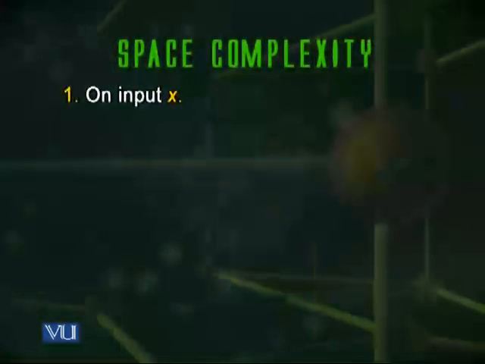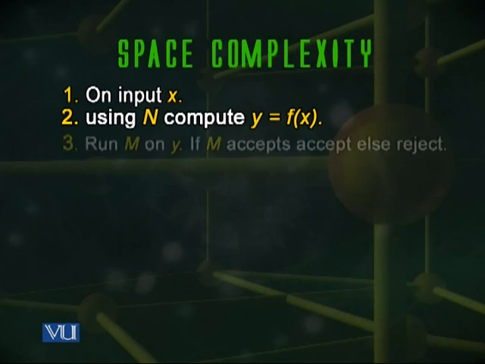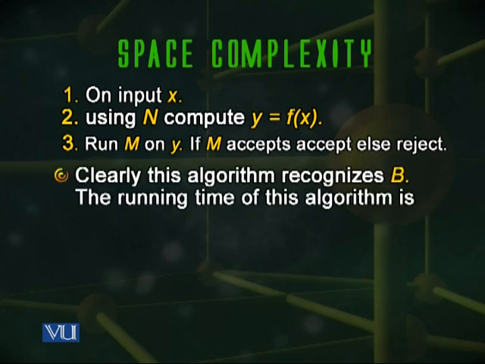Let's look at this algorithm. It takes as input some string x, then it computes y equals f(x). Now it runs M on y, and if M accepts, then it accepts, and if M rejects, it rejects. This algorithm clearly recognizes the language A, and A was an arbitrary language in P-space. Why does it recognize A? That's a simple consequence of f being a polynomial time reduction.